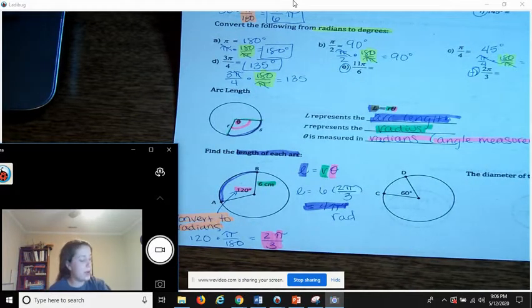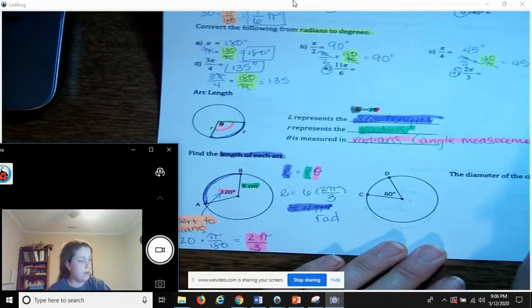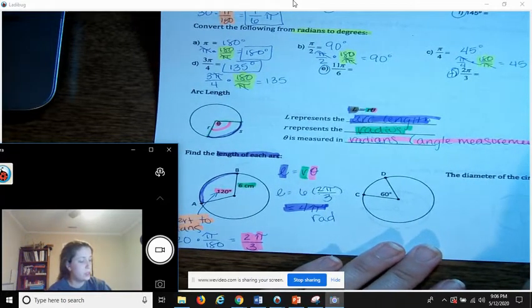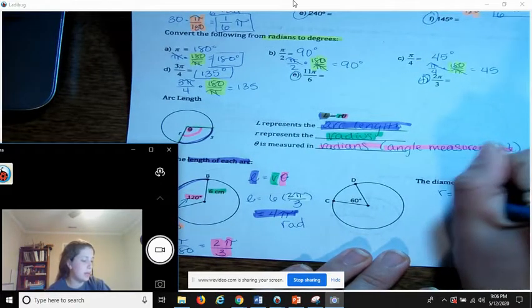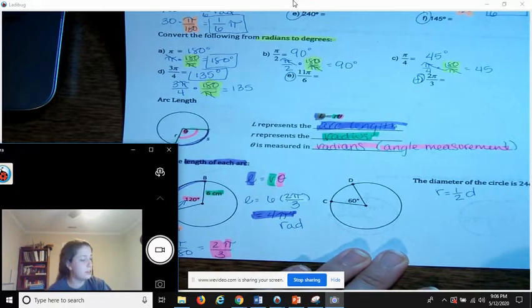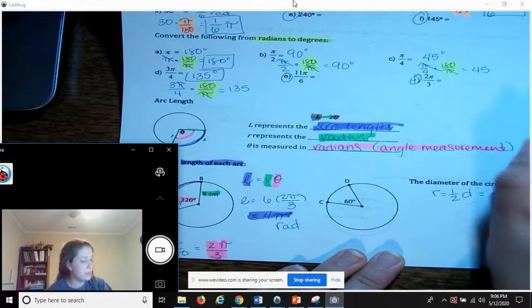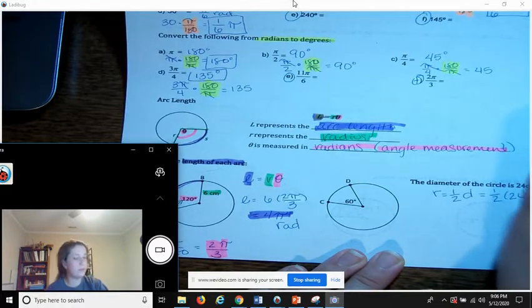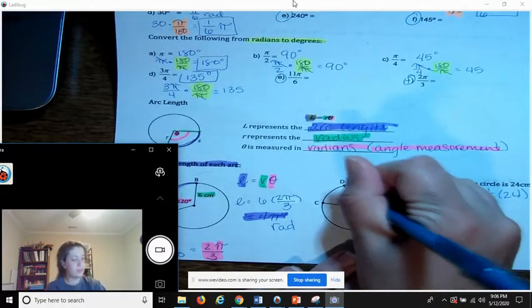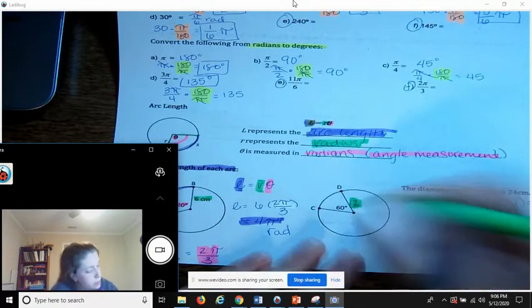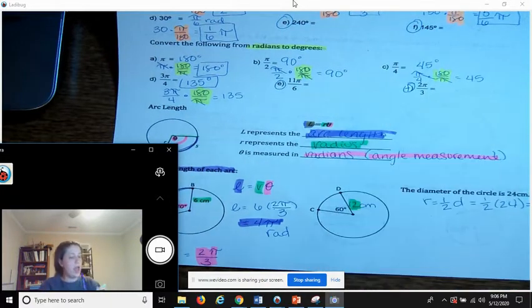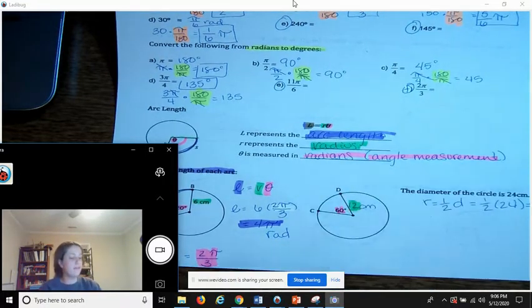Now we have the diameter of the circle is 24. Remember, our radius is equal to 1/2 of our diameter, which means 1/2 times 24, so our radius should be 12. That's our green piece, and it's in centimeters. Then we have an angle measurement, but it's not in radians, so we're going to have to convert this to radians.